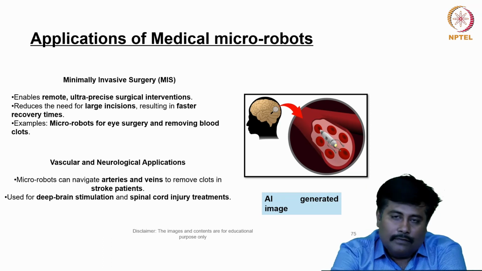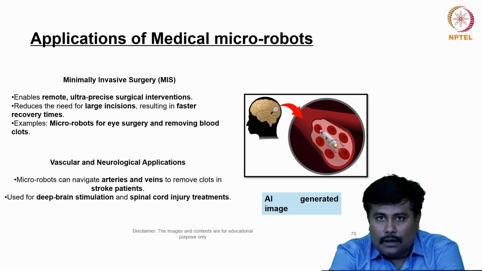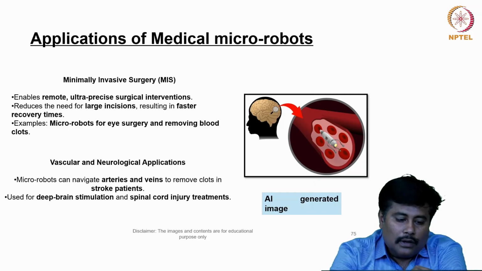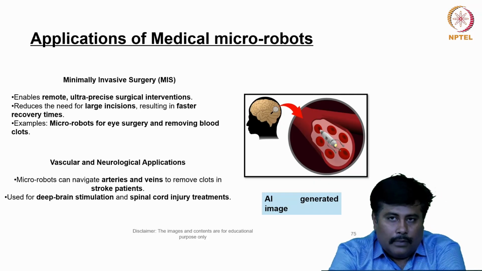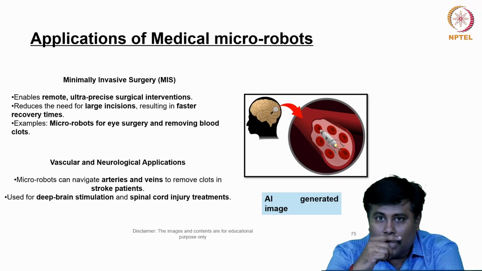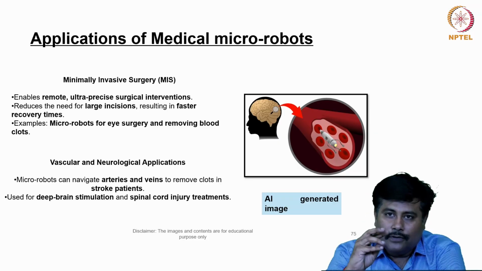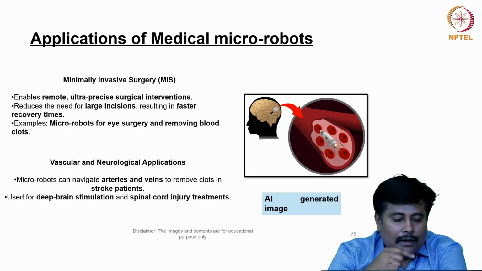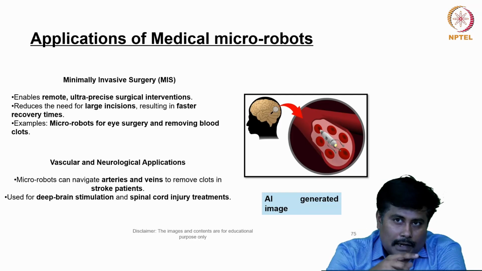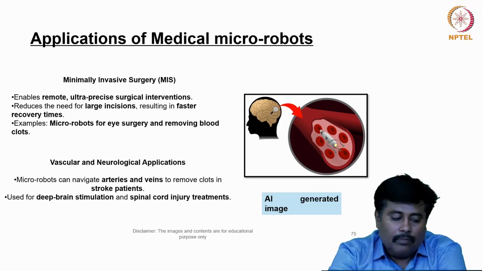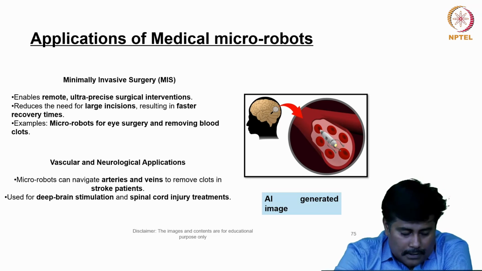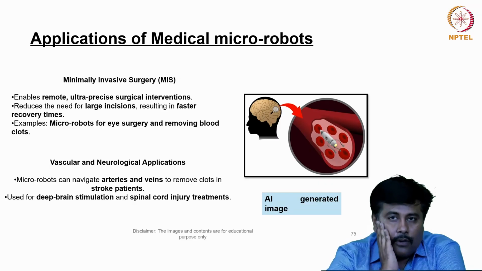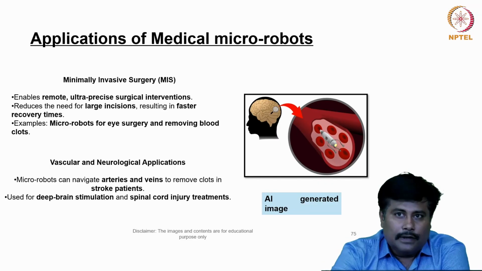The next application is vascular and neurological applications, where micro robots can navigate into the arteries and veins to remove clots in stroke patients. We have seen that when we use a ferrofluid kind of structure, it gets magnetically actuated and becomes a kind of grinding wheel, and then it can be navigated through the arteries and used for grinding the fat content. So these are some examples where selective, localized micro robots can be used for addressing some of the key challenges.